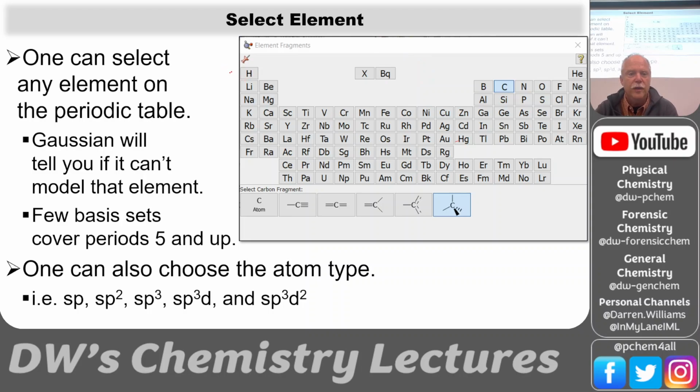Okay, so the periods on the periodic table, 1, 2, 3, 4. Most of the basis sets stop at krypton, and so even though you can build a molecule with iodine in it, you have to pick a basis set that has the wave functions and everything for the heavier atoms. Okay, and so for iodine, we use LANL2DZ. And that's the Los Alamos National Laboratory, double zeta. Okay, we'll talk about what the double zeta means.